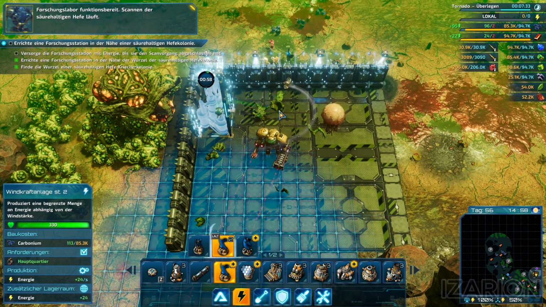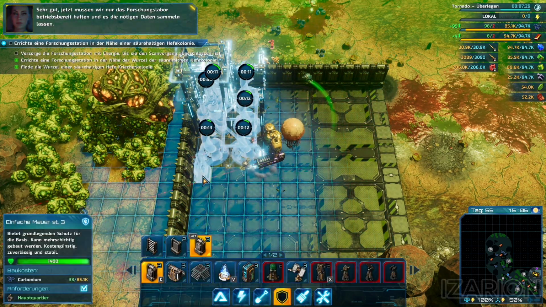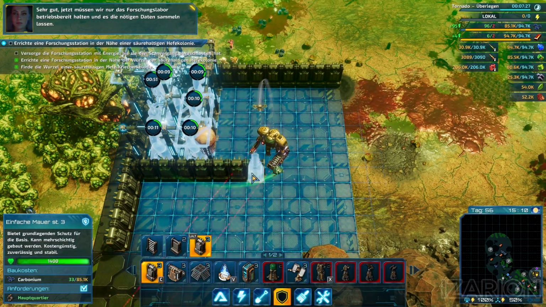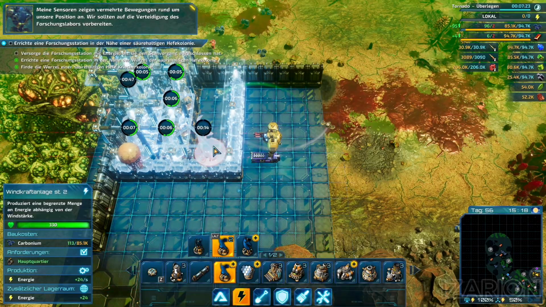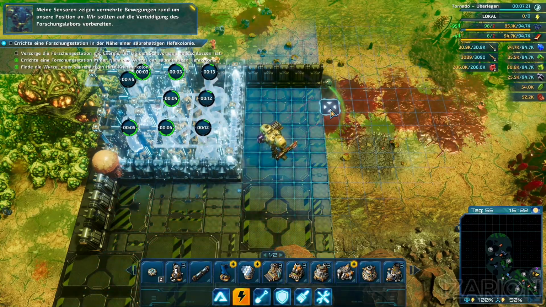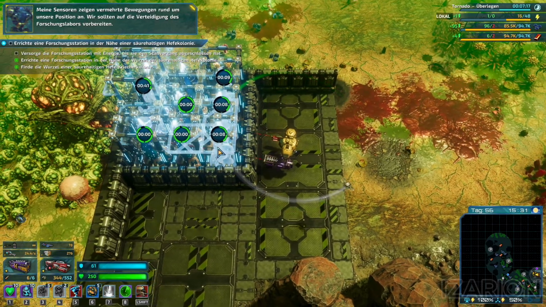Research lab operational. Acidic yeast scanning in progress. Great. Now we just have to maintain power to the research lab and let it gather the necessary data. My sensors are picking up increased movement around our position. We should prepare to defend the research laboratory.